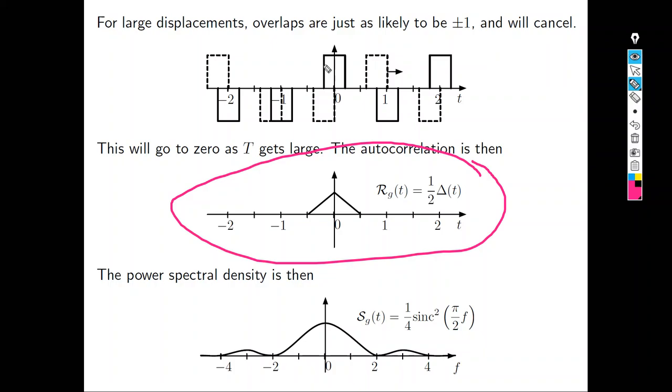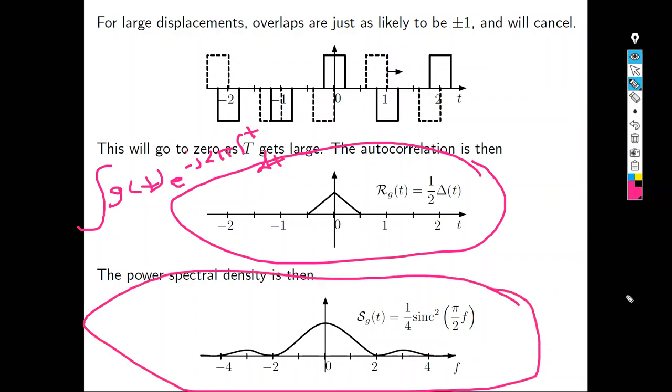Then to find the power spectral density, it's the Fourier transform of this. You can find the Fourier transform from its equation: you take the function, g(t), multiplied by e to the minus j 2 pi f t, dt. And that's it, you get it.